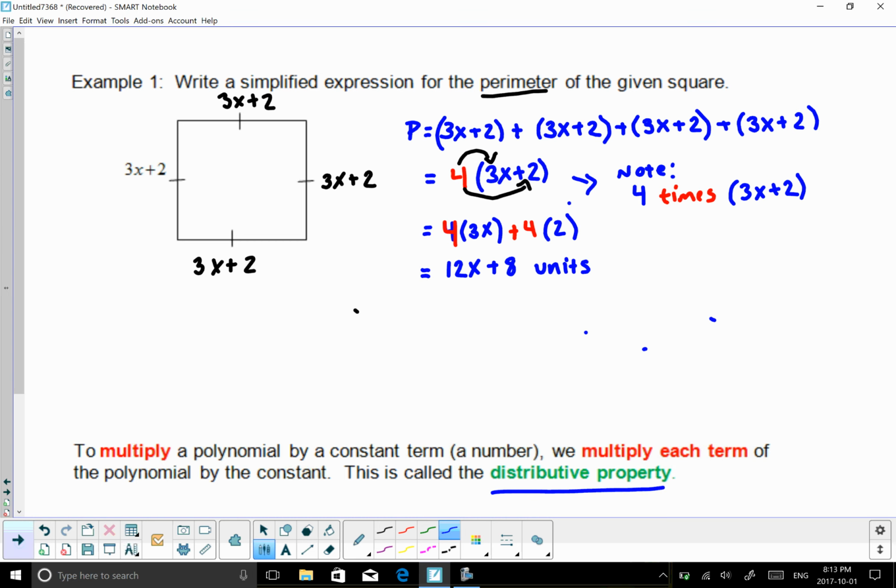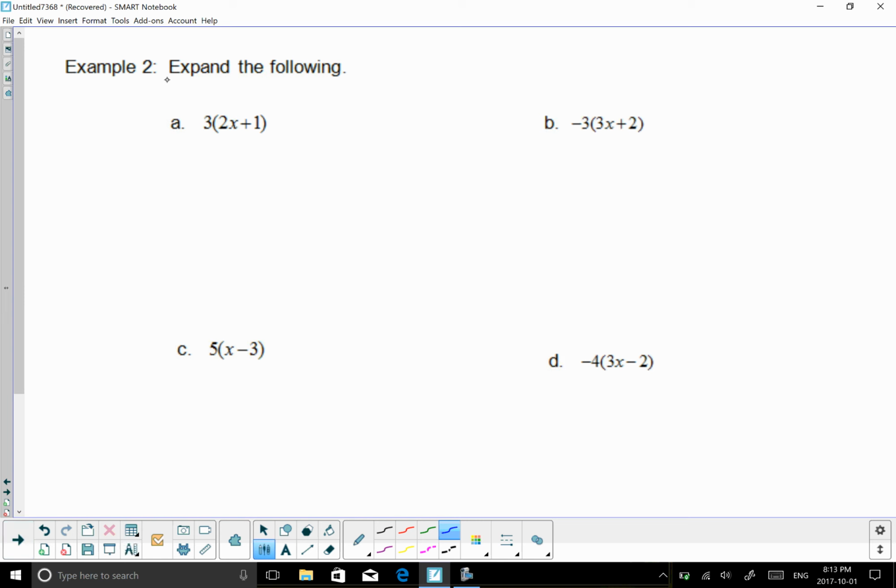Let's look at some more examples. So example 2 says expand. In other words, we're going to multiply. So for the first one, we're going to expand 3 times 2x plus 1. So we're going to take the constant, which is 3, and multiply it by the 2x, and I'm going to multiply the 3 by the 1. So I'm multiplying it by each term. So I get 6x plus 3.